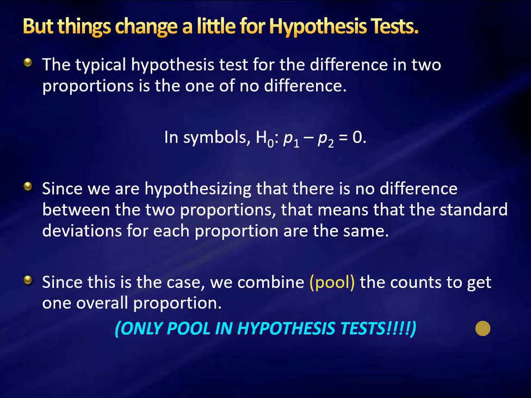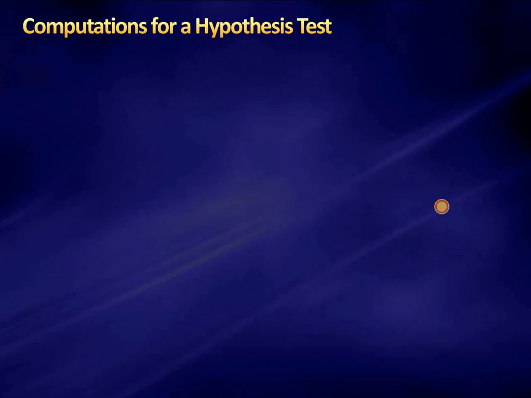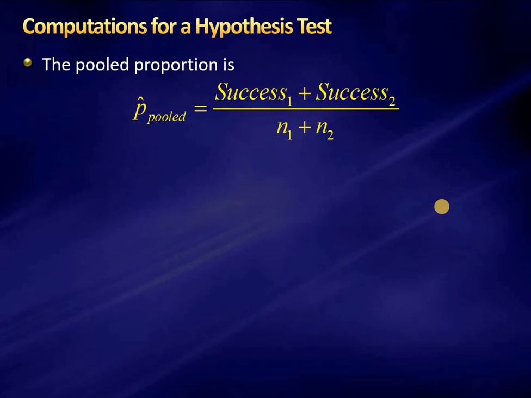It's important that you know this because even if you forget that you're pooling, and you're doing it in your calculator, the calculator is going to remember. But you will lose points in your formulas if you don't indicate it. Okay, and that's where we've got to be a little bit careful. So this is really the big thing here. You're going to pool in a hypothesis test. Now, what does that look like? How you pool.